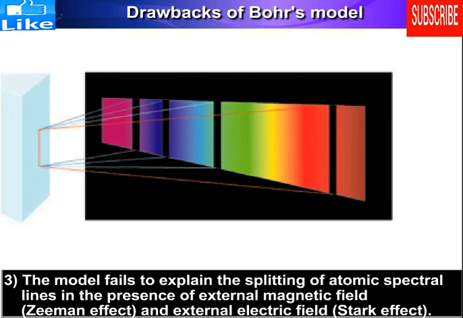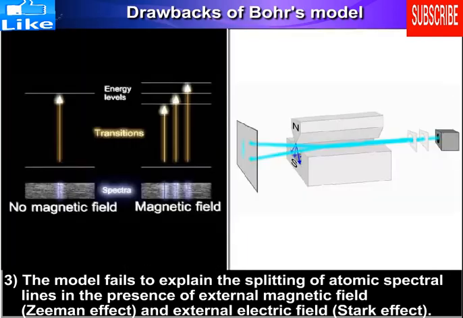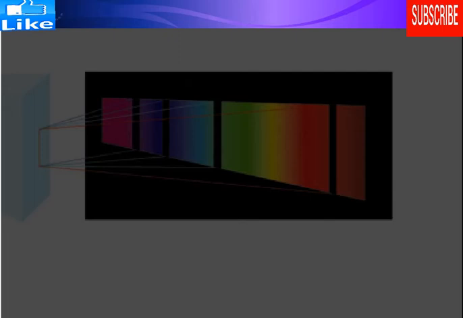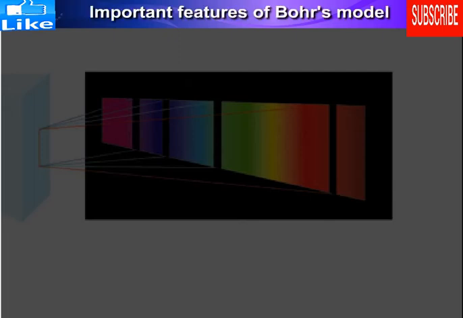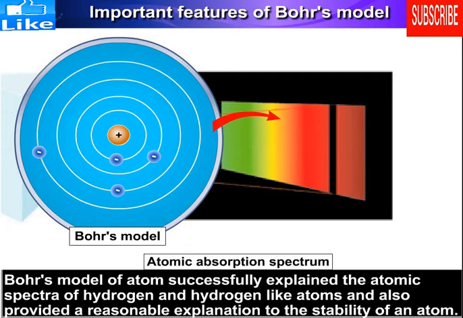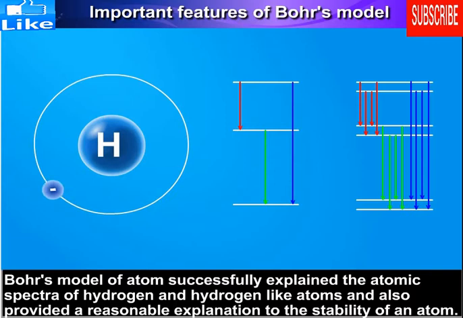3. The model fails to explain the splitting of atomic spectral lines in the presence of external magnetic field, Zeeman effect, and external electric field, Stark effect. Important features of Bohr's model. Bohr's model of atom successfully explained the atomic spectra of hydrogen and hydrogen-like atoms, and also provided a reasonable explanation to the stability of an atom.